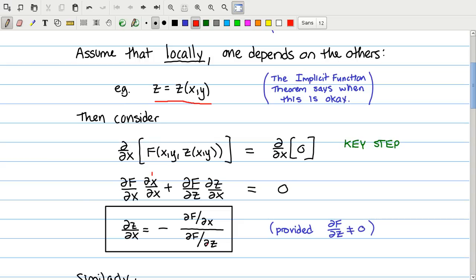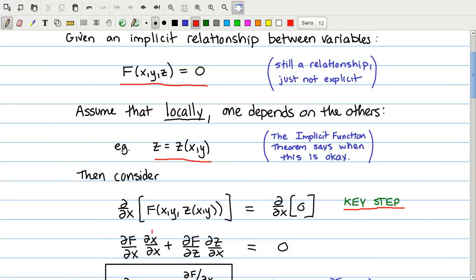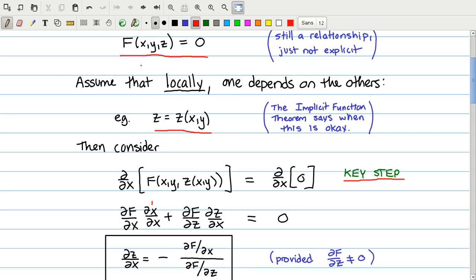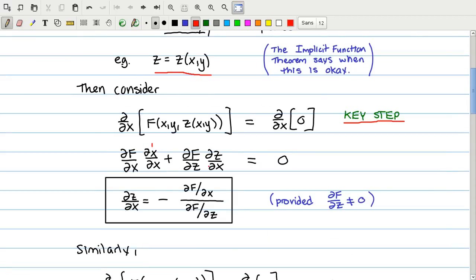We're not actually doing anything like canceling the partial F's. If you think about these like fractions, canceling the partial F's would actually give you the wrong answer. It would say that partial z, partial x is negative partial z over partial x. So that doesn't make any sense. Do not think of this as canceling terms in a fraction. Instead, remember this key step. We just differentiated the whole implicit equation here with respect to the variable, the derivative that we were seeking. And then we solved for the resulting object we wanted to find, partial z, partial x.